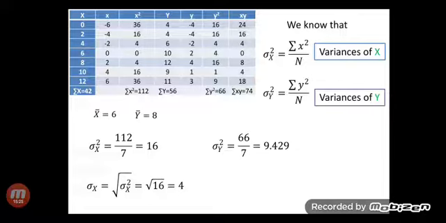Similarly, variance of y is equal to summation y square by n, that is 66 by 7, and that is equal to 9.429. So the standard deviation of y is the square root of the variance of y, equal to the square root of 9.429, and that is equal to 3.07.